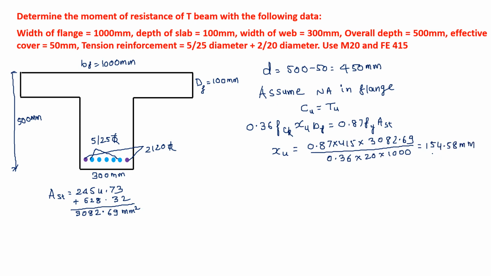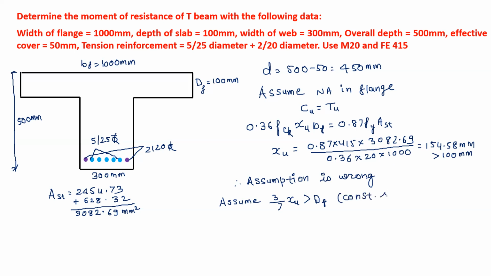154.58 millimeter is greater than 100 mm, and therefore the assumption is wrong. Now we will consider next, assume 3/7 of XU greater than DF, which gives us constant stress in flange.